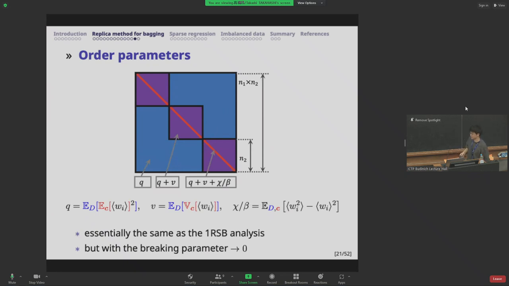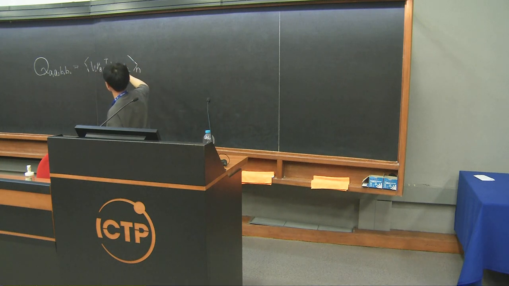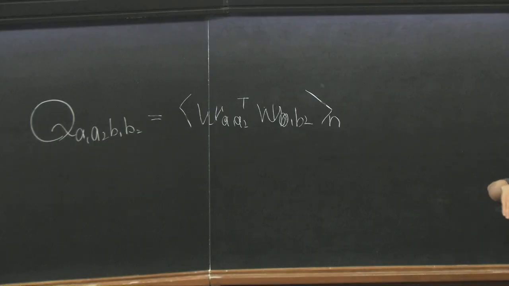This matrix just summarizes the inner products of the order parameters. If we define this matrix as Q, each component is Q A1, A2, and A1, B2. In the computation of the partition function of the nested replicated system, this kind of parameter appears, and I summarize these parameters. So I think this is not the same as the confusion matrix. Okay.